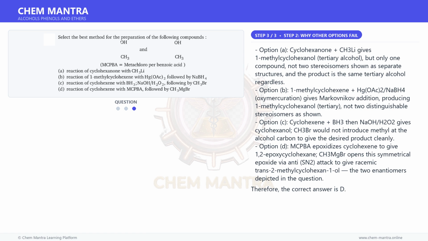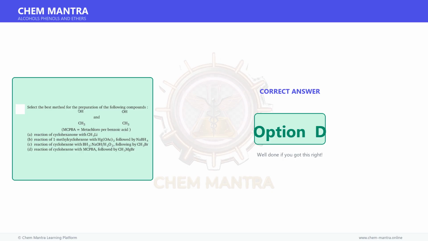Option D: mCPBA epoxidizes cyclohexene to give 1,2-epoxycyclohexane. CH3MgBr opens this symmetrical epoxide via anti SN2 attack to give racemic trans-2-methylcyclohexane-1-ol, the two enantiomers depicted in the question. Therefore, the correct answer is option D.